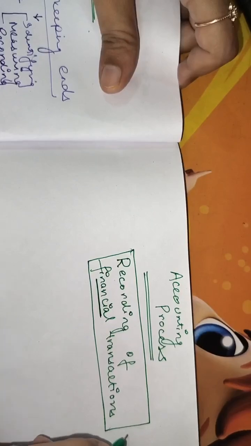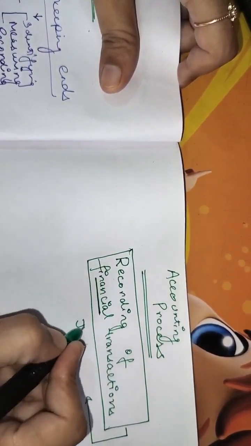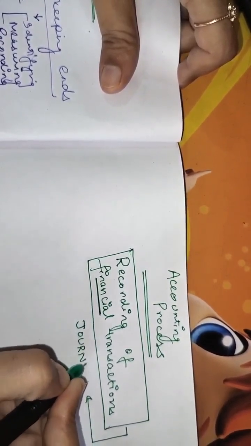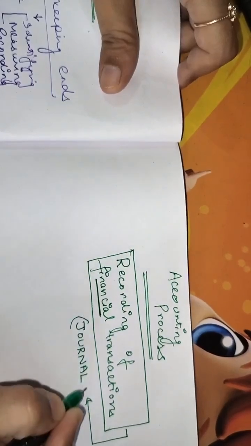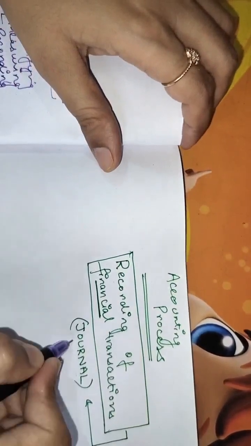Now, how do you record those transactions in the books of account? It is through journal. What is journal? Journal is basically the book in which all the transactions will be recorded.